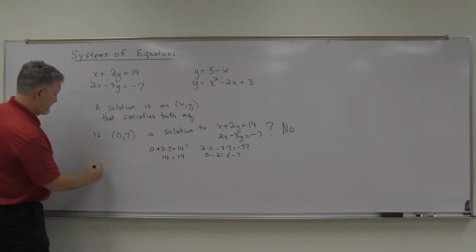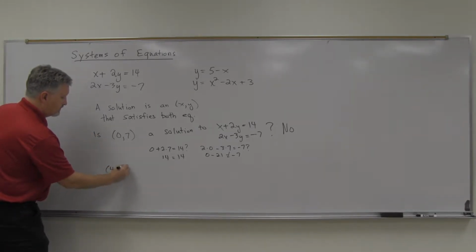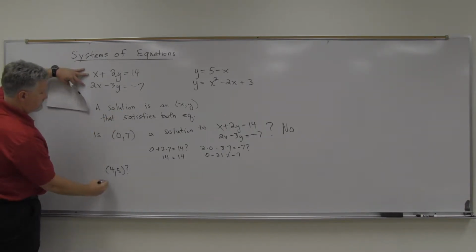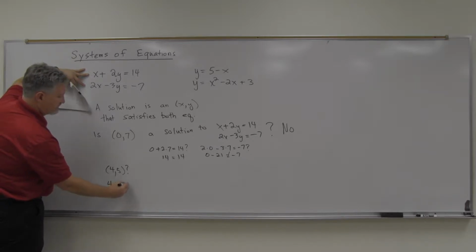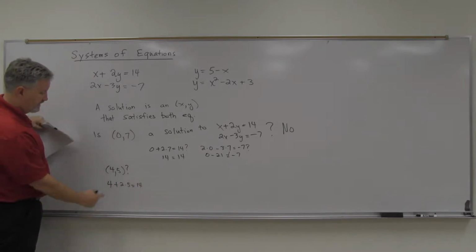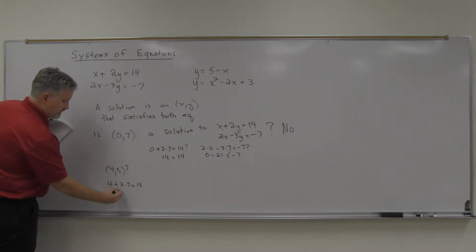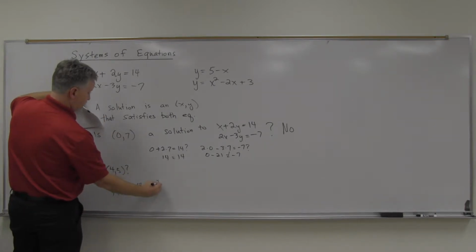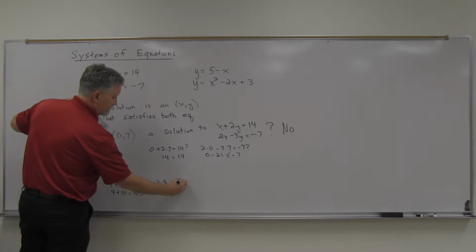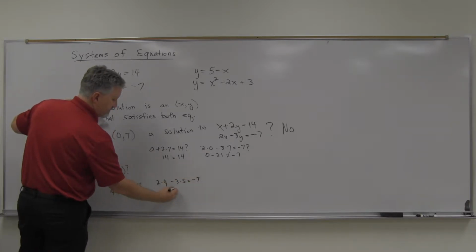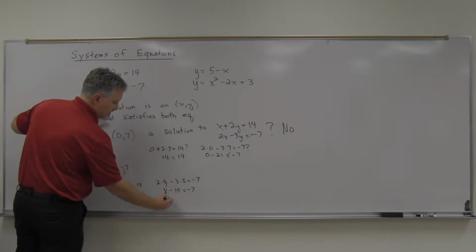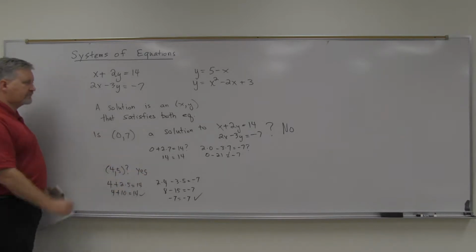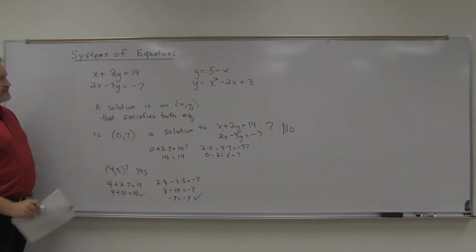In this particular case, same system, let's try (4, 5). So x is 4 and y is 5. That works in the first one, right? Because that's 4 plus 10, that's 14. But what about the second one? 2 times 4 minus 3 times 5. That's going to work too, because that's 8 minus 15, and so that is negative 7 equals negative 7. So yes, that's the actual solution to that system.